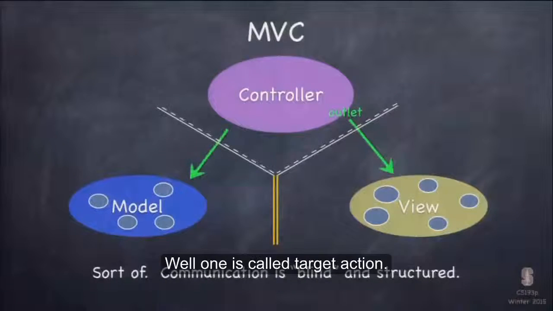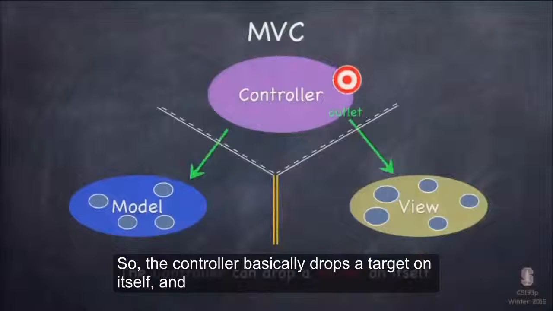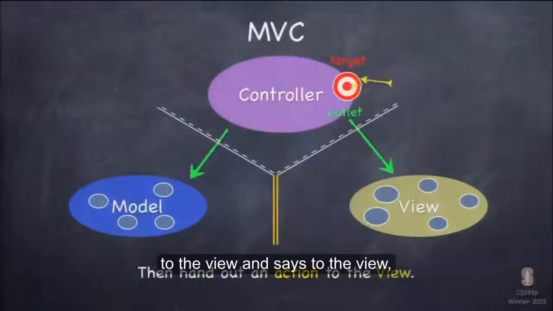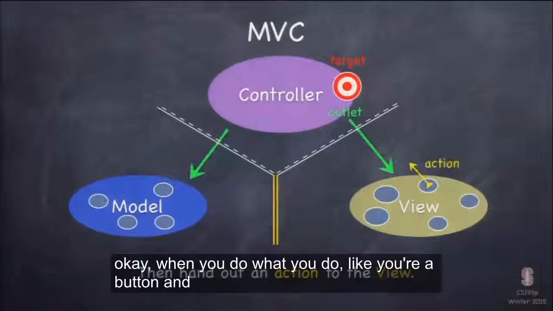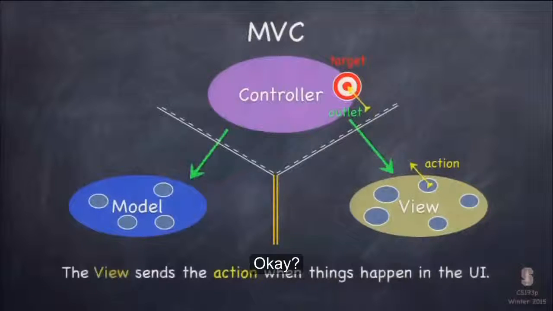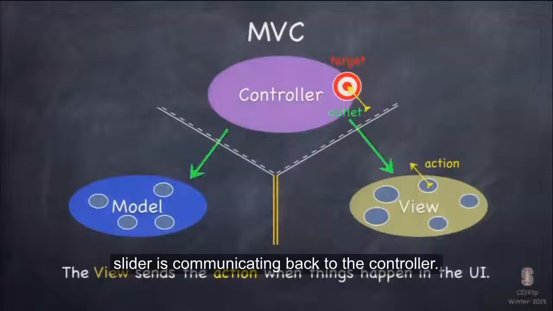So what's an example of a structured way? Well, one is called target action. The controller basically drops a target on itself, and then it hands out an action, which is like an arrow, to the view, and says to the view, okay, when you do what you do, like you're a button and someone touches you, or you're a slider and someone moves you, send me that action. So in this way, the generic button or slider is communicating back to the controller.